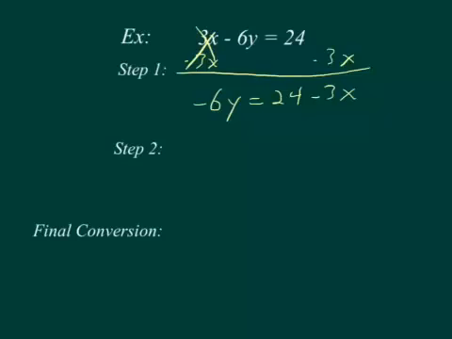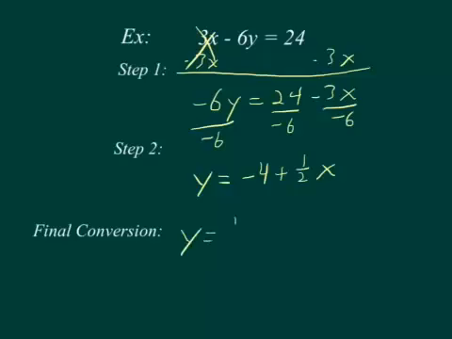The next step told us to divide by the coefficient in front of the y. So I'm going to divide by negative 6. And I'm going to divide each term on the right side by negative 6 as well. As a result, I end up getting y equals negative 4 plus 1/2 x. Now, to make it in the more accepted form y equals mx plus b, we want the x term first, so I will rearrange to be y equals 1/2 x minus 4.